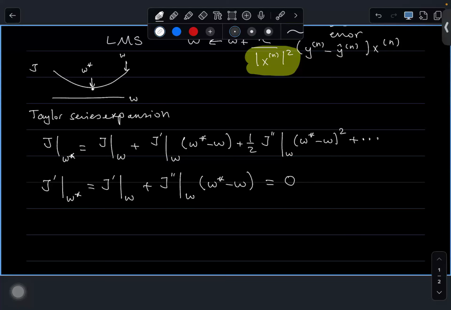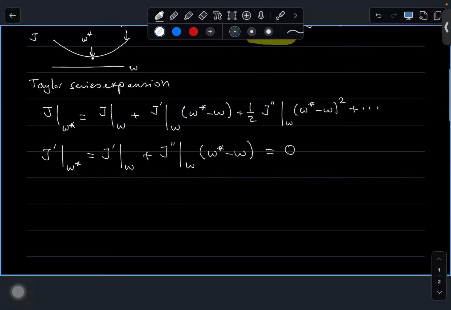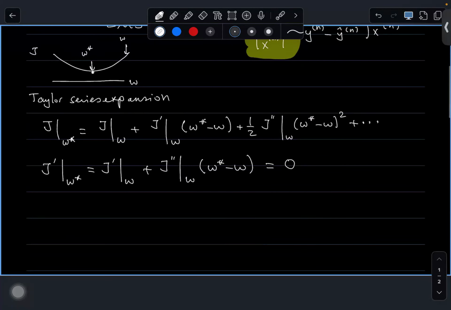So let me stop for a second. Let's see if you understood what I just did. So what I just did is that I wrote the Taylor series expansion for the function J at W star, this equation here. And then I did the same Taylor series expansion for the derivative of J prime at W star.